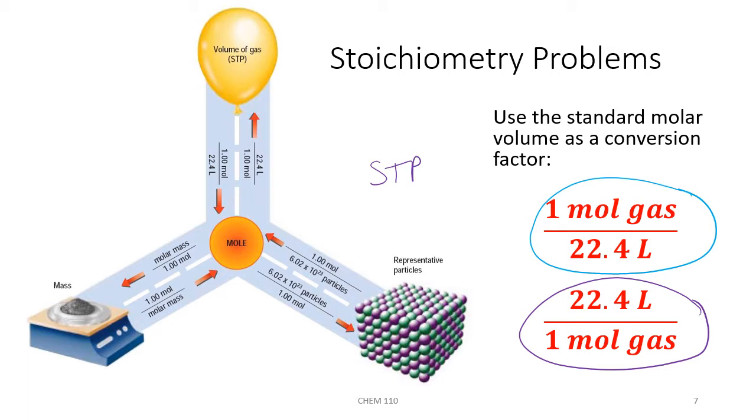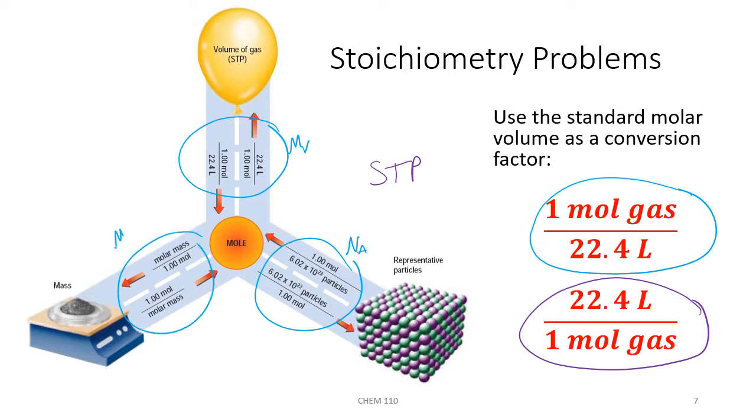So looking at the picture on the left here, that allows us to interconvert between volume and number of moles. That's our molar volume. We can convert between moles and particle units by using Avogadro's number, N sub A. And we can convert between moles and mass by using our molar mass for our given compound.